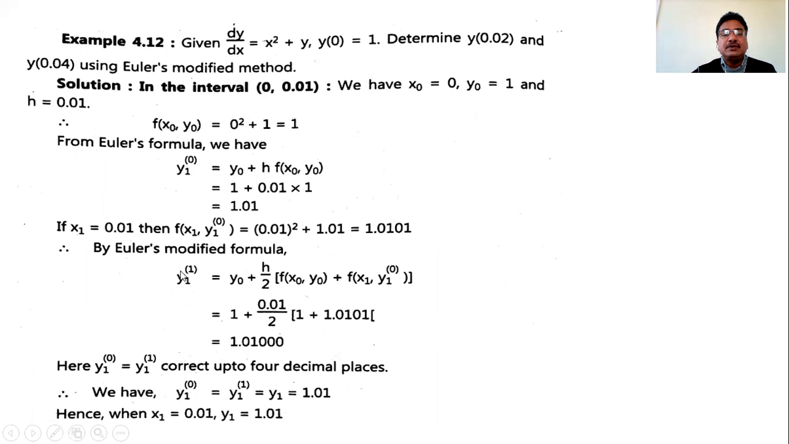Then y1 0 is this, then what is y1 1? Y naught plus h by 2 times f of x naught, y naught plus f of x1, y1 0. This is by Euler's modified method. Here is Euler's method. So we have this answer, and these two answers are correct up to 4 decimal places, and therefore we finalize this as y1. 1.01 is y1.